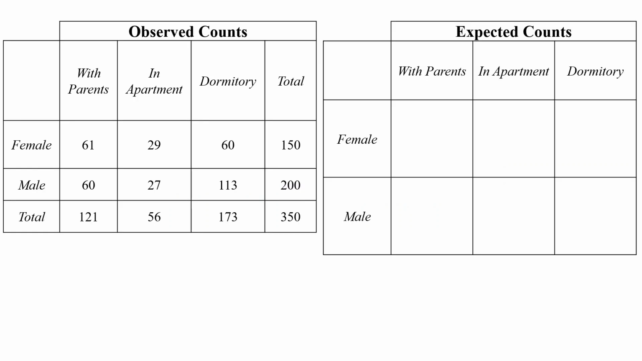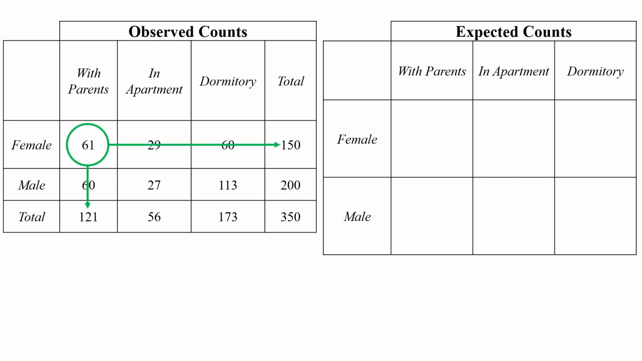So here's what that is going to look like. Off to the left, I have the observed count. This was what was given in the original problem. This is what I observed. So when I want to find the expected counts for each of the 6 cells, and remember, we don't find expected counts for the totals, we just find expected counts for the cells.